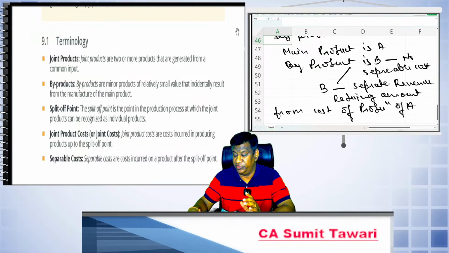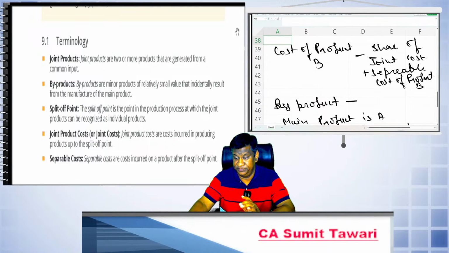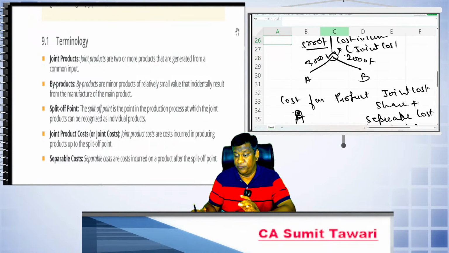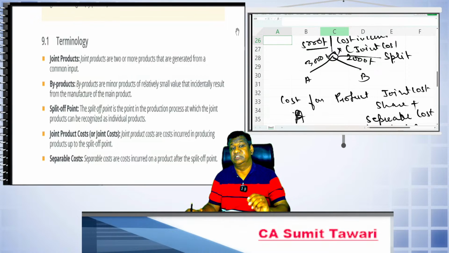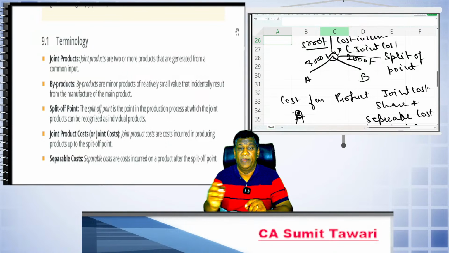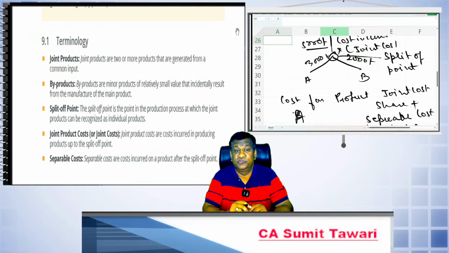So split-off point basically means, if you see here, this is the split-off point, where we start to incur a separate dedicated cost for each separate product. That is the split-off point. Joint product costs are costs incurred in producing products up to the split-off point.